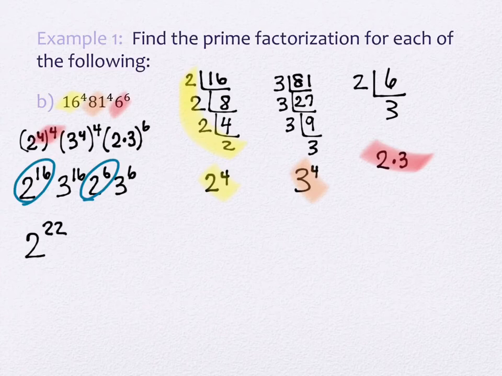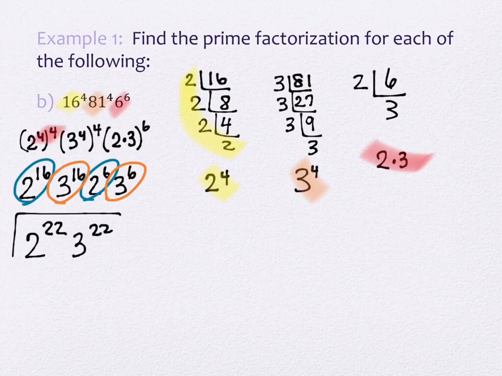And interestingly enough, just because of the values that were given in the particular problem we're working with, 3 has the same thing going on, right? 3 to the 16th and 3 to the 6th. So it's 3 to the 22. And that would be prime factorization.